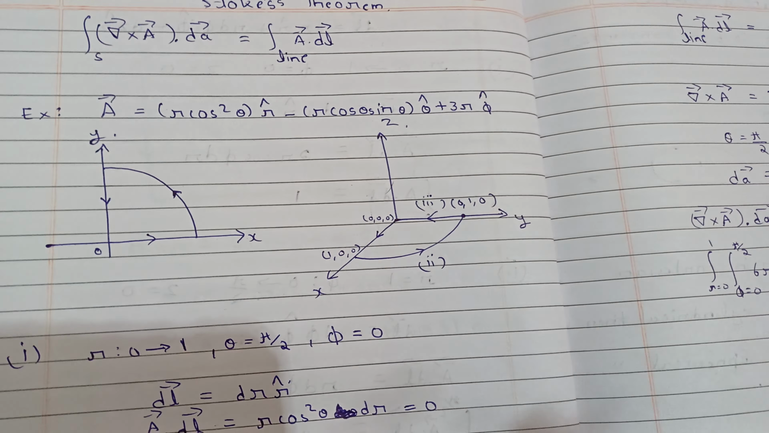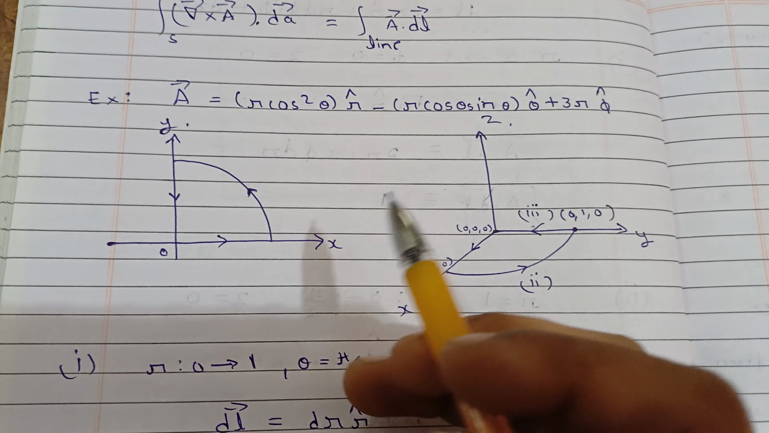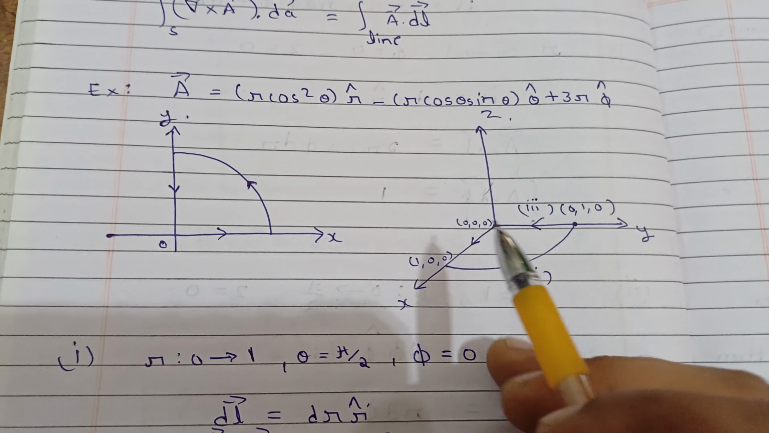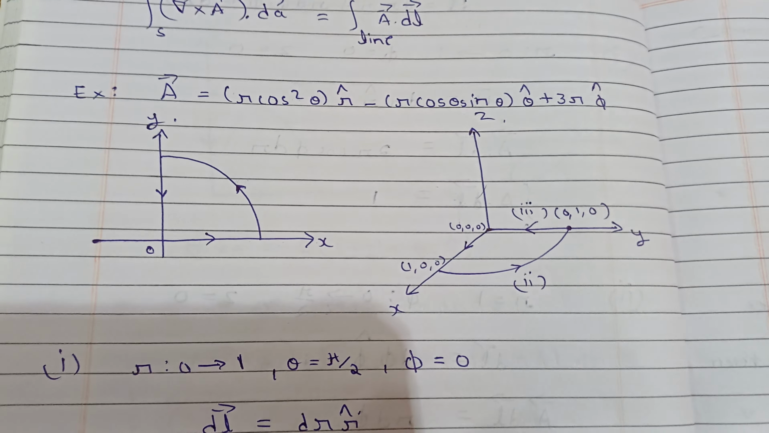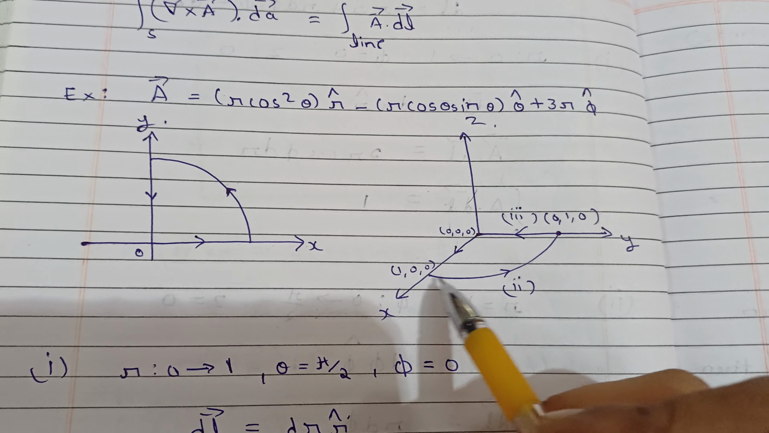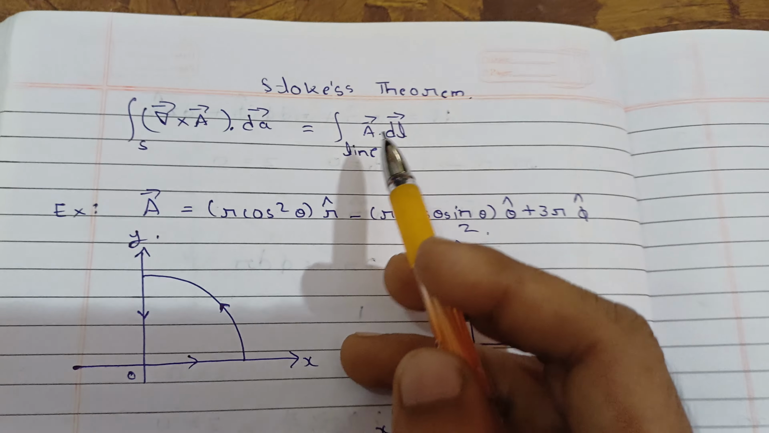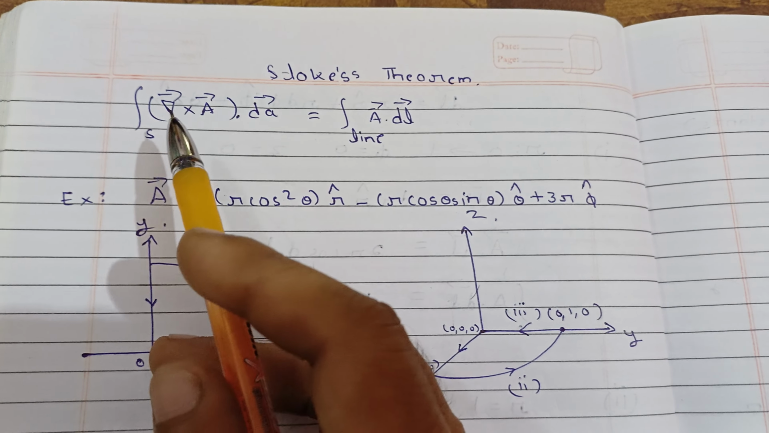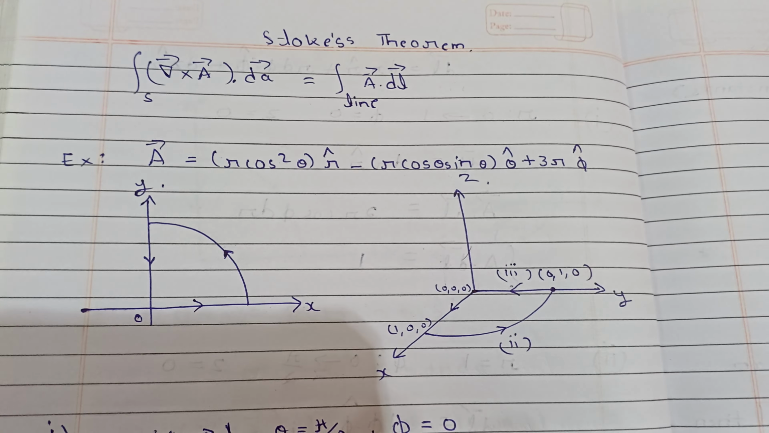So let's see. We can draw this plot in the known form. We already know, so we can draw it like this. Now see, this surface is covered by these lines, first, second and third. So we'll find the line integral, then we'll compare it with the del cross A dot dA, then we'll see whether they come out equal or not.